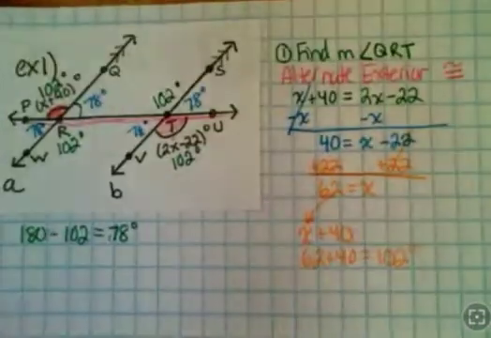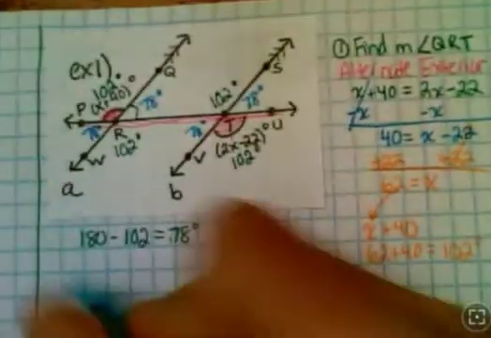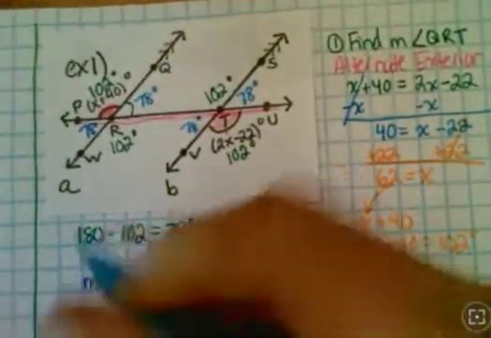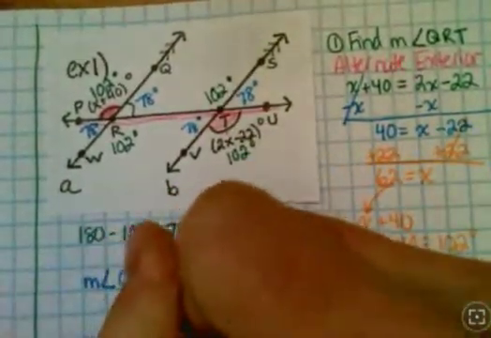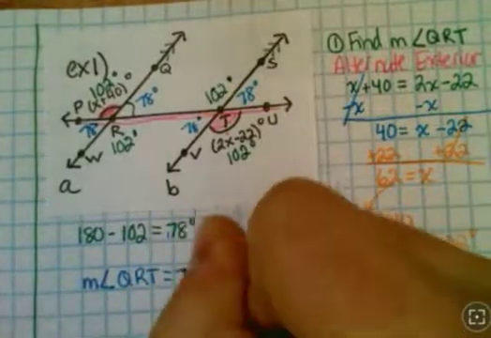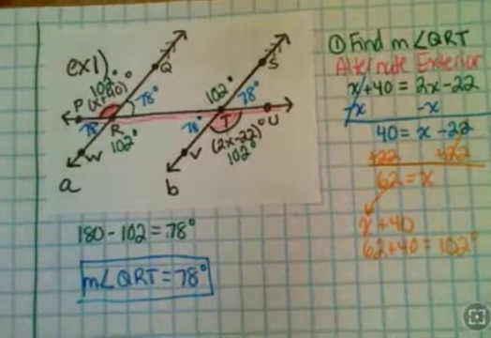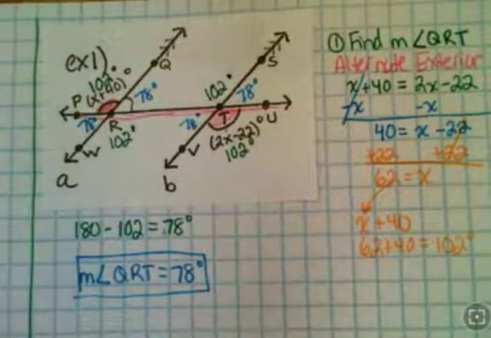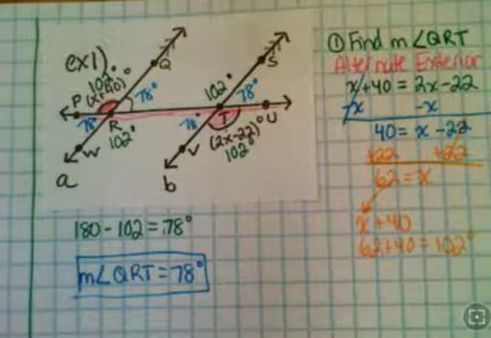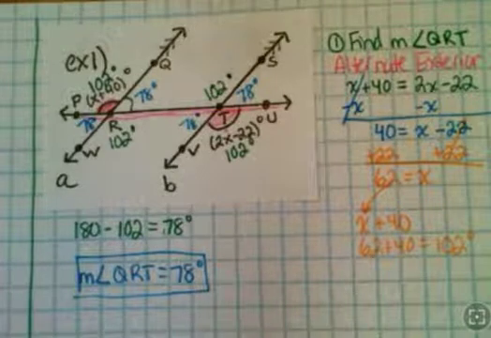So I'm done. I know the answer. The measure of angle, we should write it in a nice little statement. The measure of angle QRT equals 78 degrees. So the first step here is to look for angles that you have some information about, figure out what's the relationship there. Are they congruent or are they supplementary? And set up an equation that will help you figure it out. Let's look at example 2.